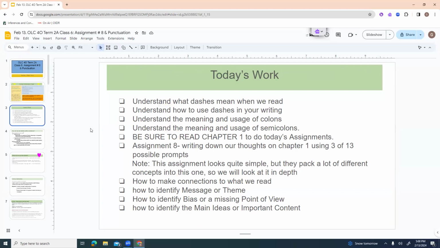Assignment 18 is writing down our thoughts on chapter 1 using 3 of 13 possible prompts. This assignment looks quite simple, but they pack a lot of different concepts into this one, so we're going to look at it in depth, okay? How to make connections to what we read, how to identify message or theme, how to identify bias or missing point of view, and how to identify the main ideas or important content.